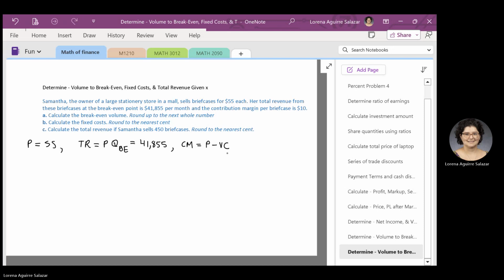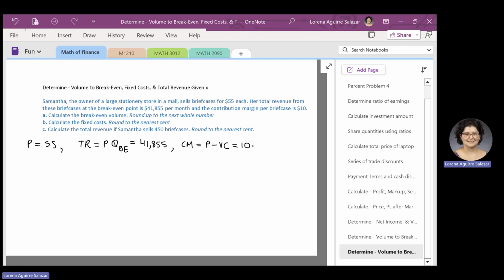Now, if the contribution amount from the sale of all units exceeds the fixed costs for a period, then there is a profit. And similarly, if the contribution amount from the sale of all units is less than the fixed costs, then there is a loss. According to this problem, the contribution margin per unit is $10. So we have P minus VC equals 10.